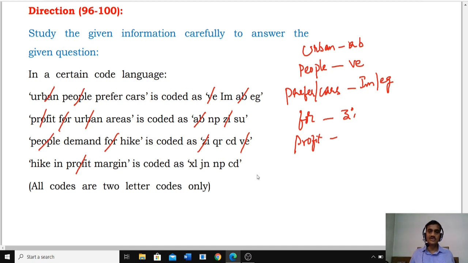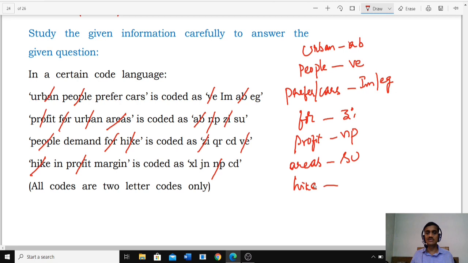Now NP and SU. NP is the code that is common, and the code to the word profit is NP. Then which word is left over? Areas. The code given to the word areas is SU. Then demand and hike. Hike is the word that is common between these two, and the code that is common between these two is CD. The code given to the word hike is CD.